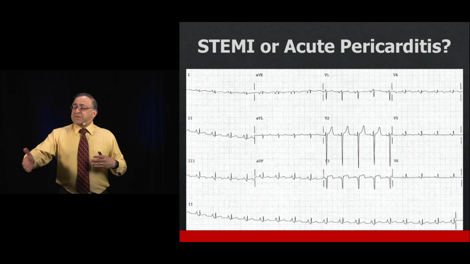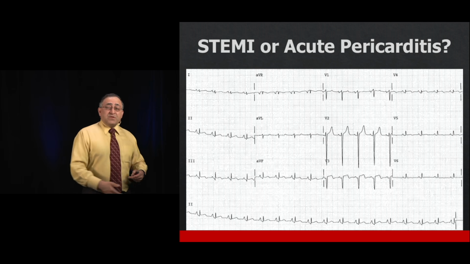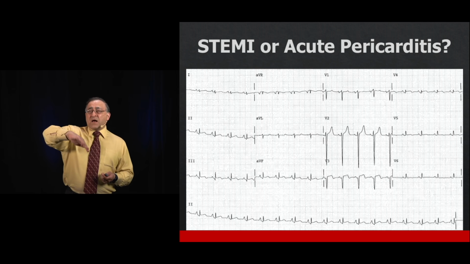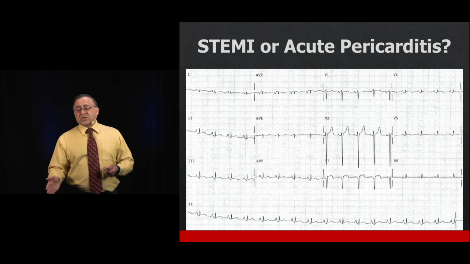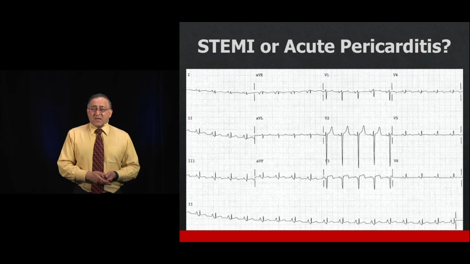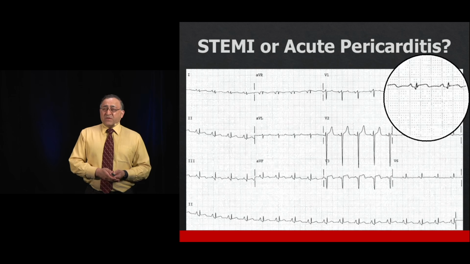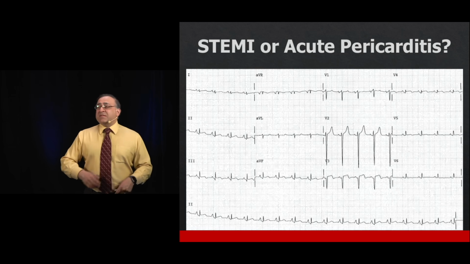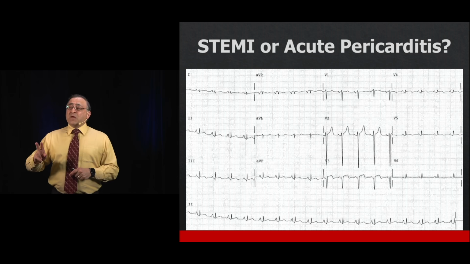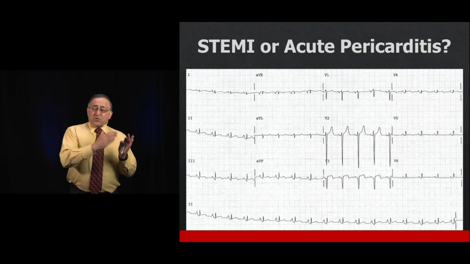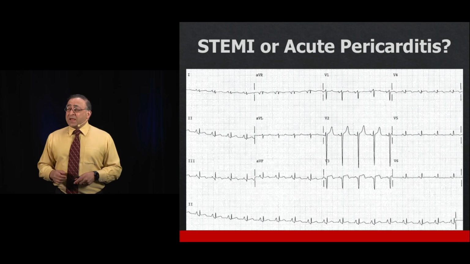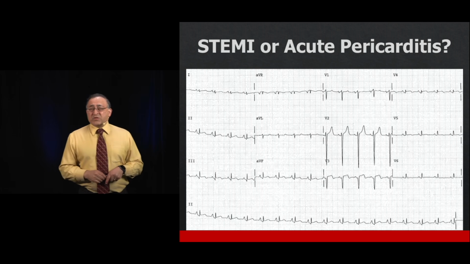All right, but let's say that's a little bit too close of a call for you. Let's move forward. Step number 3. Do you see any horizontal or convex upwards elevation? If you do, it's got to be a STEMI, and in V3, horizontal ST elevation, lead V4, horizontal ST elevation. This has to be a STEMI. So we got 2 reasons why this has to be a STEMI.